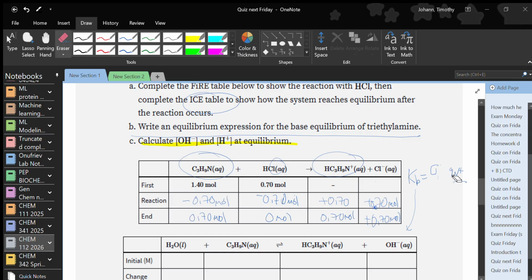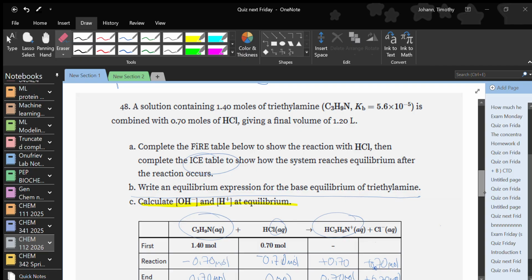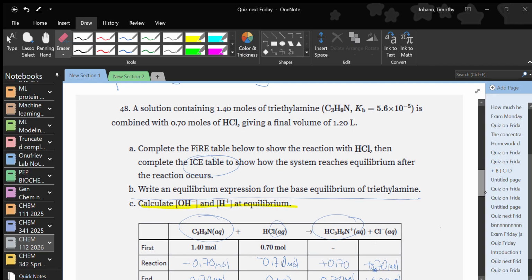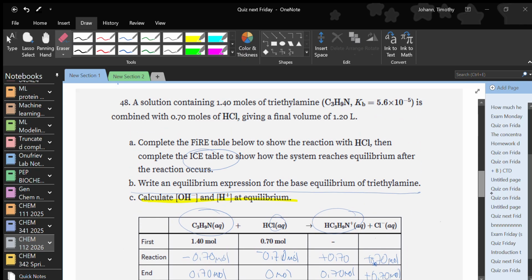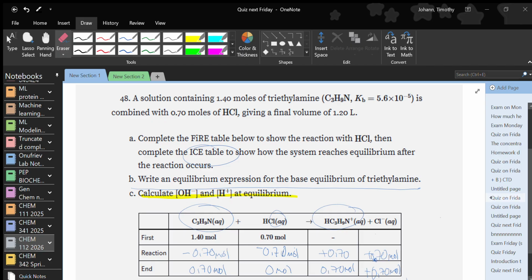Hold on. Yes. In a second, can you scroll up so you can see the Kb? We're not going to use it yet. Oh, you want to see the Kb. It's 5.6 times 10 to the negative fifth. Okay, thank you.